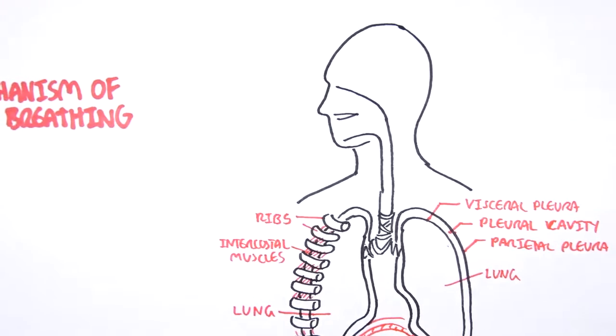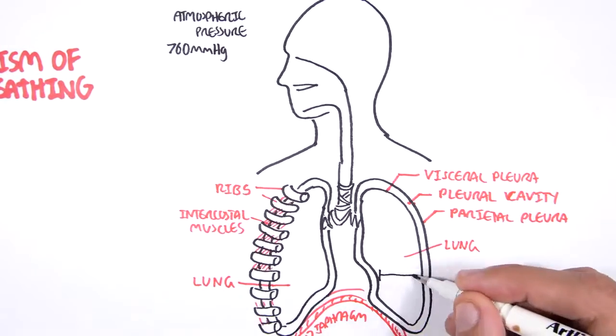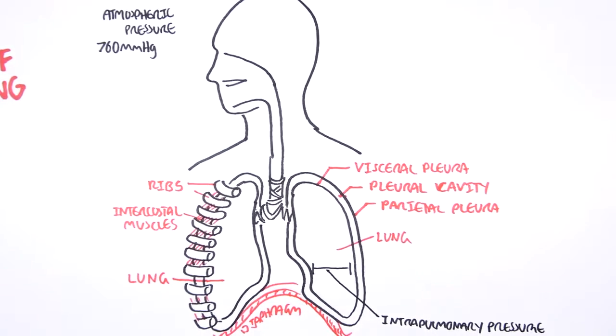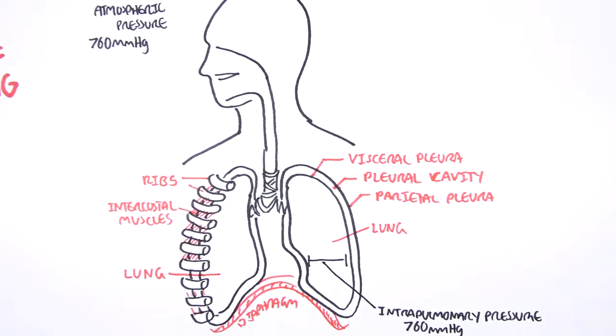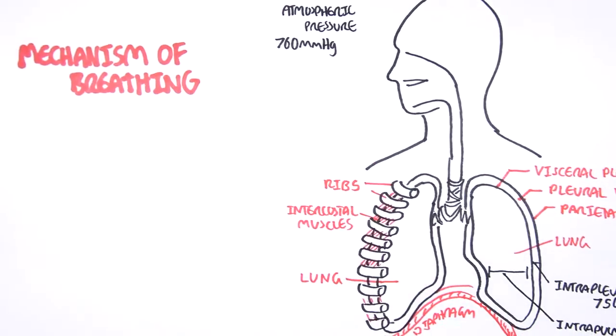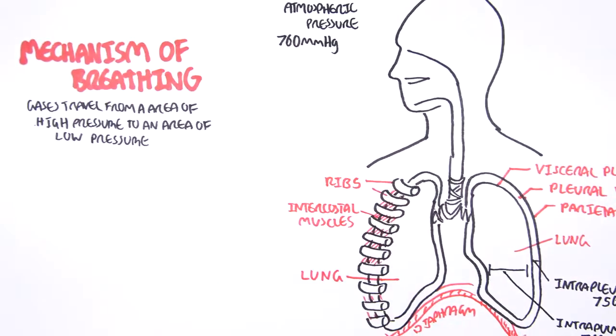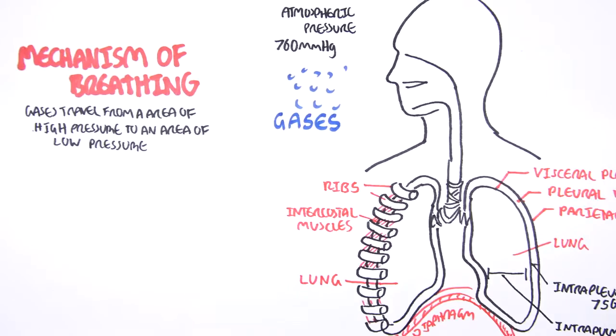Now, outside our body, there is atmospheric pressure, which we measure to be 760 millimeters of mercury. In our actual lungs, there is pressure that we call intrapulmonary pressure, which complements the atmospheric pressure, so it's balanced at 760 millimeters of mercury. We also have this other pressure called the intrapleural pressure, which is the pressure in the pleural cavity. Now, to make this video really simple, we will focus only on the atmospheric pressure and the intrapulmonary pressure, which will try to balance out. And remember the rule that gases, air, travel from an area of higher pressure to an area of lower pressure. So the air outside, for example, will only travel into the lungs when the intrapulmonary pressure drops.